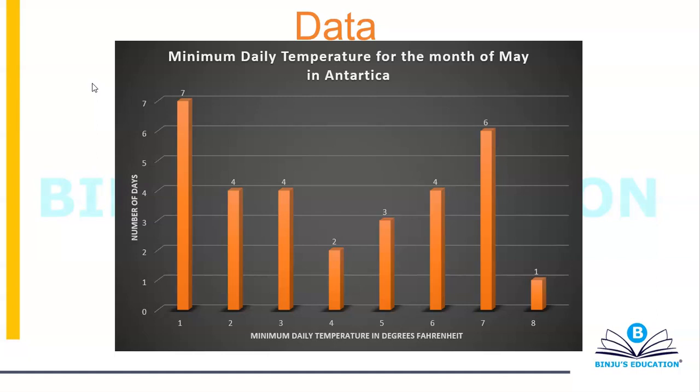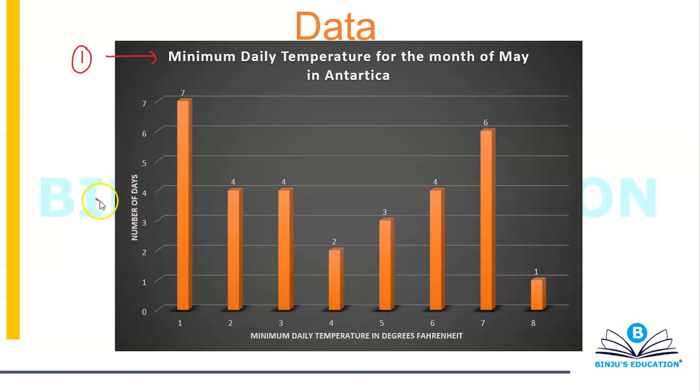Alright, let's begin. The first thing that I'll be reading is the heading so that I know what the graph is all about. Minimum daily temperature for the month of May in Antarctica. Okay, so it represents minimum daily temperature for the month of May in Antarctica.